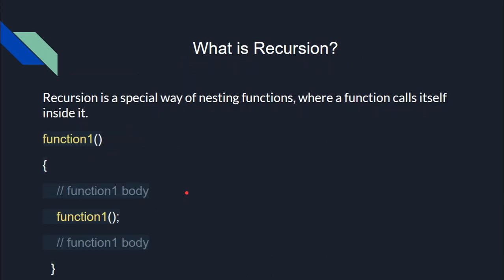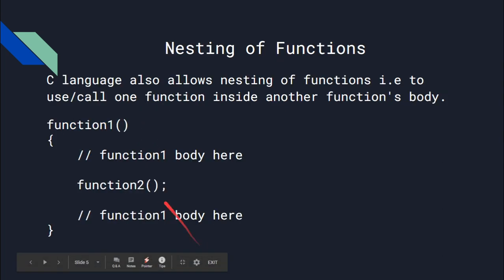Let us see an example syntax of how the nesting of functions takes place. This is the syntax that shows how nesting takes place, with function 1 and function 2. Note it clearly here.